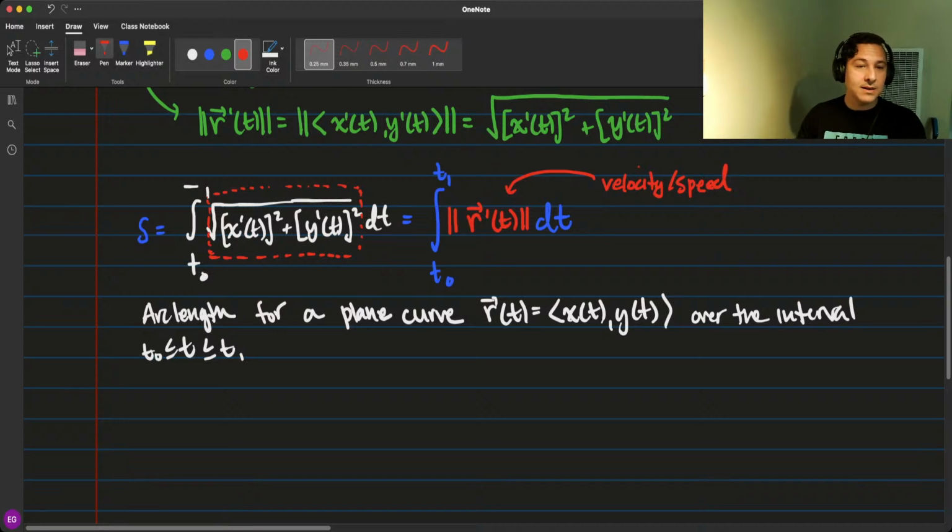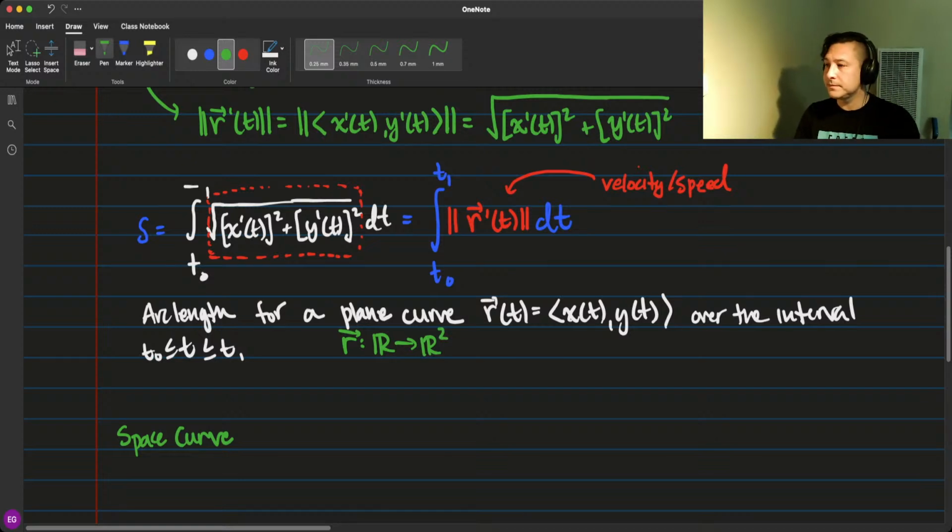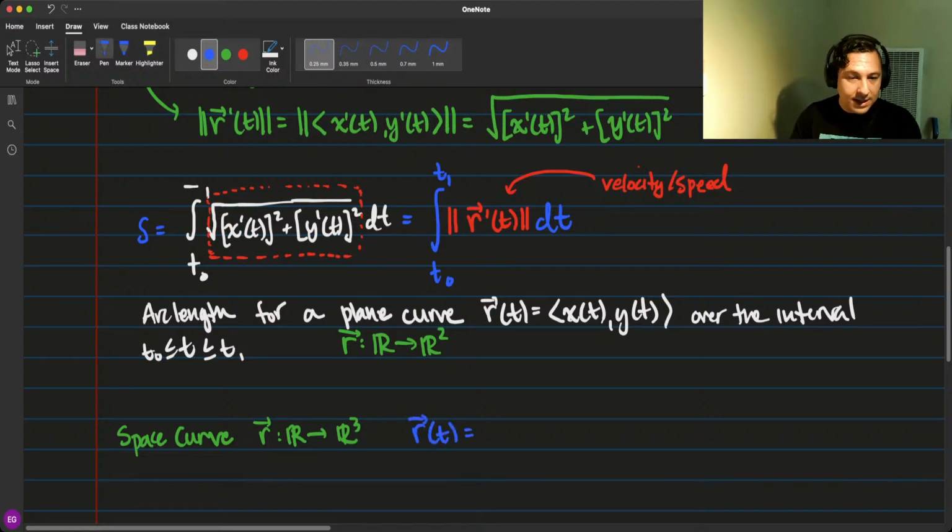Okay, now that's a plane curve. What about if you have a space curve? So what does it mean to be a space curve? A plane curve is some function which goes from R to R2. What's a space curve? A space curve is some function r which is parameterized by a scalar value and goes into R3. So if you look at a space curve, your r function is going to have x components, y components, and z components.